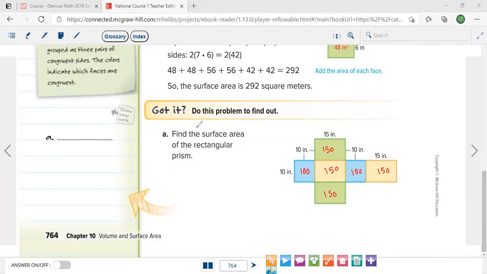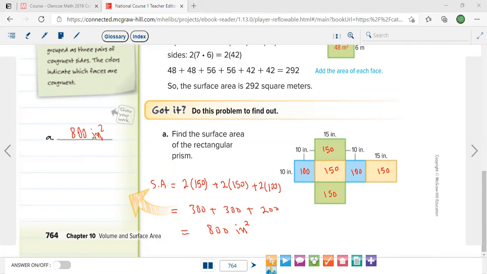So we can say that the surface area will be 2 times 150, the front and the back, plus 2 times 150, the yellow parts, the top and the bottom, plus 2 times 100, the side faces. This will give 300 plus another 300 plus another 200. So this will give 800 inch squared, because this is an area.